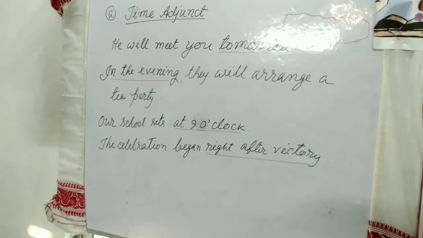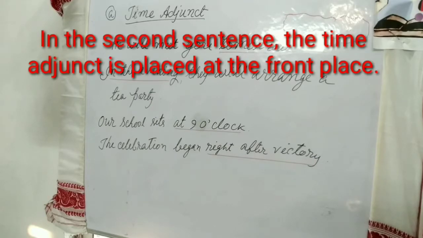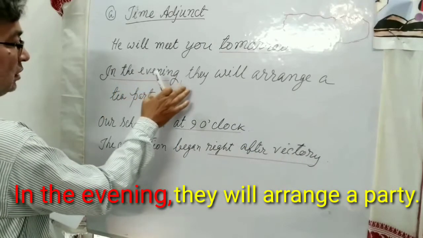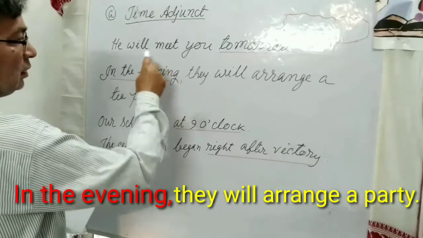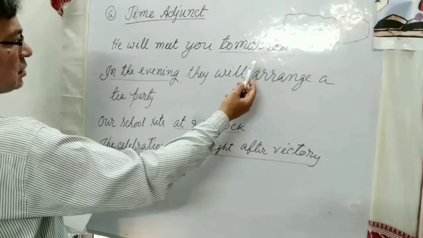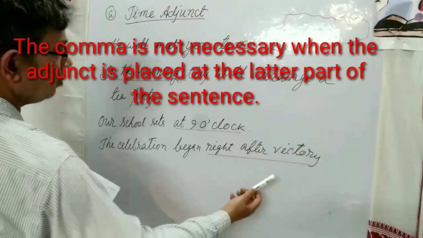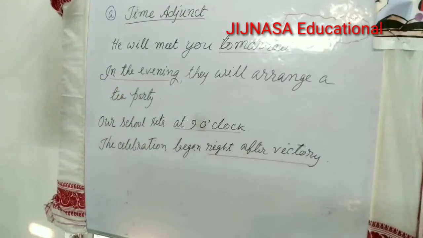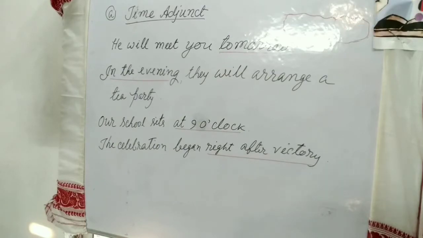Actually, in the second sentence, "in the evening", the time adjunct is used at the beginning, and here we place a comma after it. You should remember that when an adjunct comes at the front of the sentence, generally a comma is used. But when the adjunct is in the last part of the sentence, we do not use a comma. We'll come to the position later. Generally the adjuncts are adverbs or adverbial phrases, so the position of adverbs we will discuss in a separate video about different positions of adverbs. The same thing will apply here.